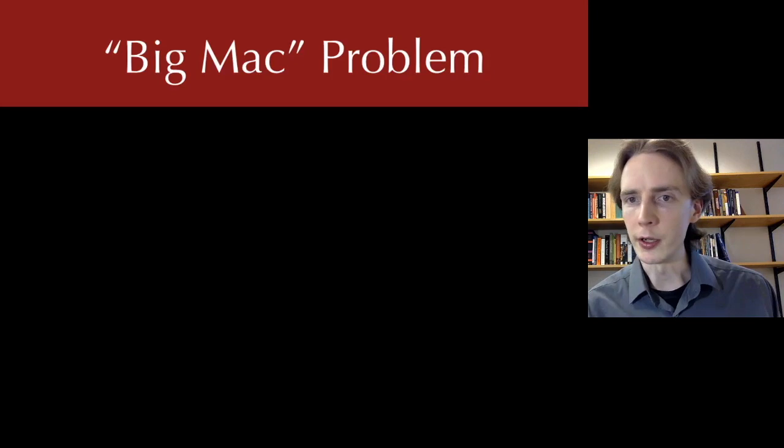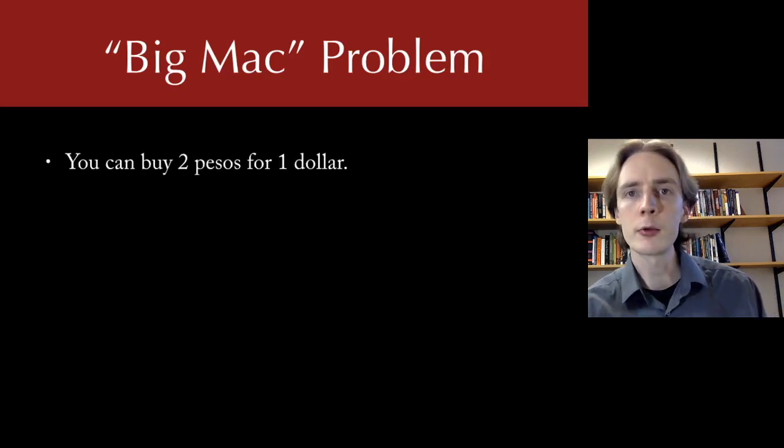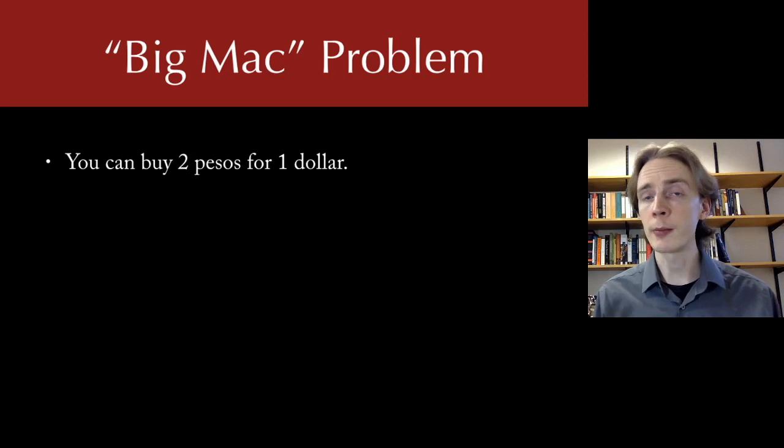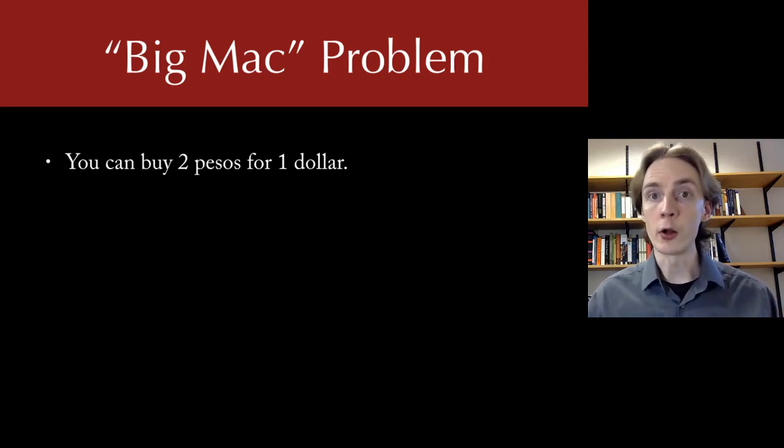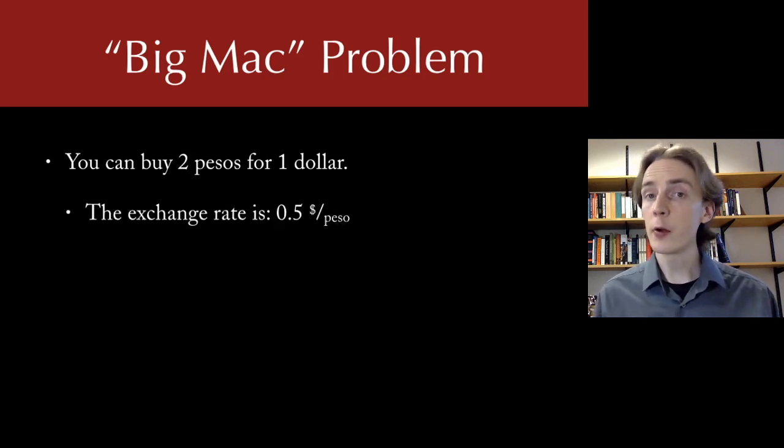So let's do an example here. Suppose you can buy 2 pesos for $1. Now that being the case, what's the exchange rate between the peso and the dollar? Is that going to be 2 or is that going to be 1/2? Well, the exchange rate is going to be dollars per peso. So how many dollars is it going to take to buy 1 peso? Well, it's going to take $0.50 to buy 1 peso. And so the exchange rate is going to be 0.5, right? Because again, our home country currency is in the numerator.